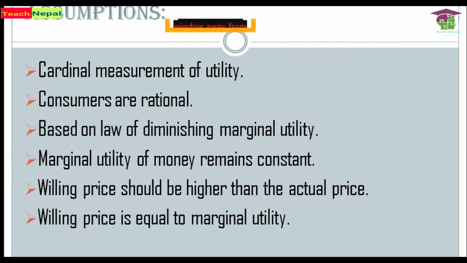Last, not the least, willing price is equal to the marginal utility. Consumers will be prepared to pay the price just equal to marginal utility. For example, if a consumer is prepared to pay rupees 20,000 to purchase a mobile set, that means the mobile set gives marginal utility equal to rupees 20,000.